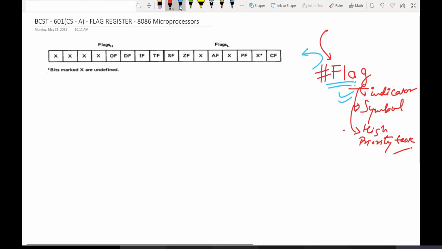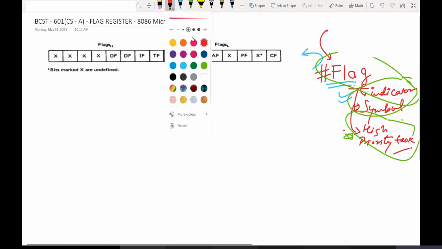What we have just found is that flags are basically indicators as well as symbols, or maybe a high priority task. All right, that high priority stuff we'll discuss later. So first, they are basically an indicator. So what do they actually indicate?